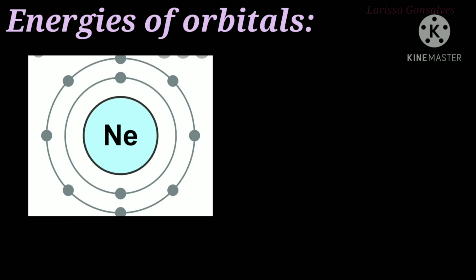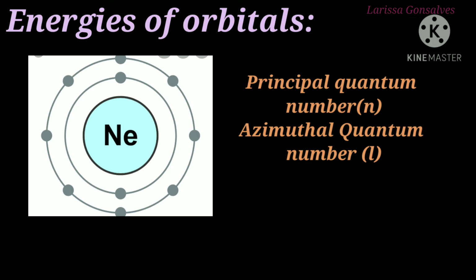Now we know that hydrogen is the simplest element, but if we look at multi-electron atoms, where there are more electrons, there is a lot of repulsion among the electrons. In such a case, the energy of an electron will depend on both the principal quantum number, denoted by small letter n, and the azimuthal quantum number, denoted by small letter l. Then we need to calculate the sum of the two quantum numbers, that is n plus l.